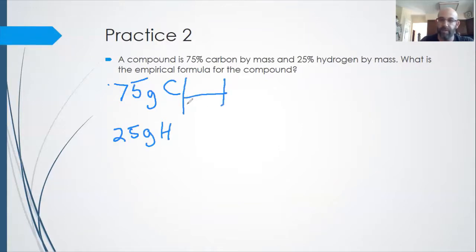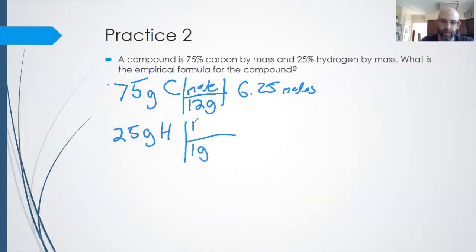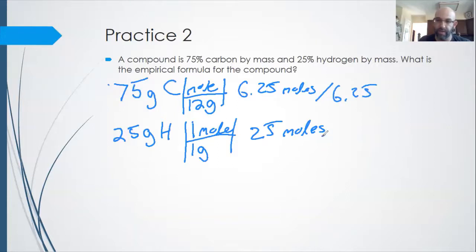We want to convert these to moles. Carbon has a molar mass of 12 grams per mole. That's 6.25 moles. Down here, hydrogen. Hydrogen has a molar mass of 1 gram for 1 mole, and that's 25 moles. All right, and then to find the empirical formula, we need to just find out the mole ratio. So to find the mole ratio, just divide by the smallest number. It happens to be 6.25. That means there's a ratio of 1 to 4. So for every 1 carbon, we have 4 hydrogens.